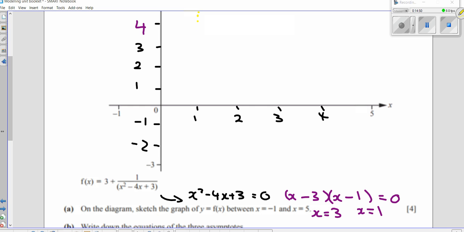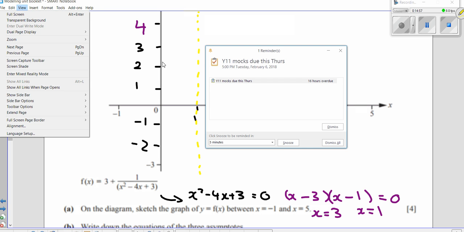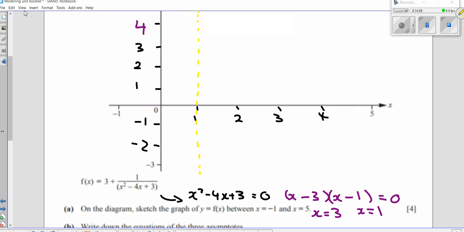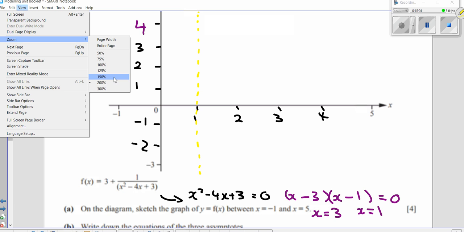I might need to zoom out a bit now. What was I on? Zoom. Okay, zoom. To there, maybe. That's a bit better.